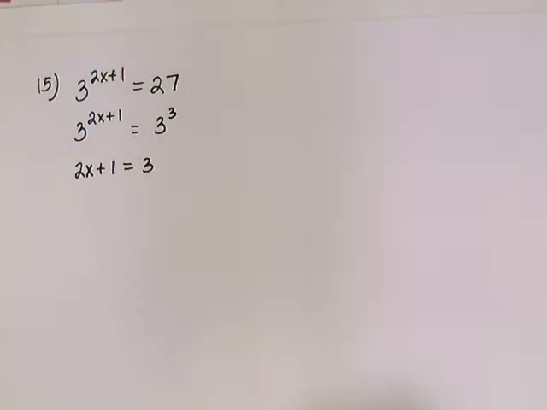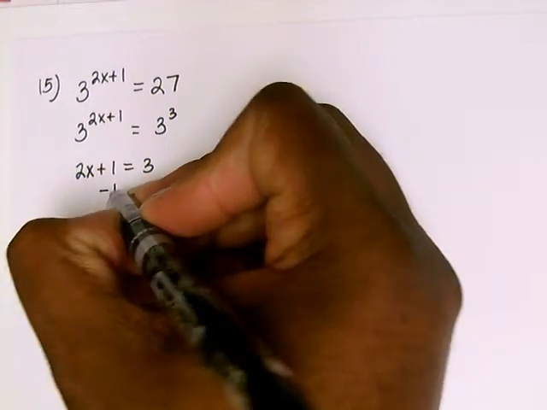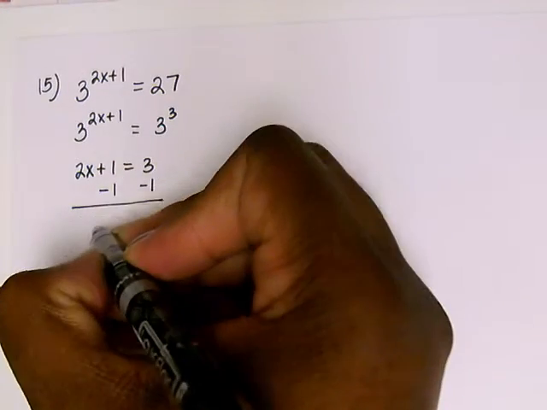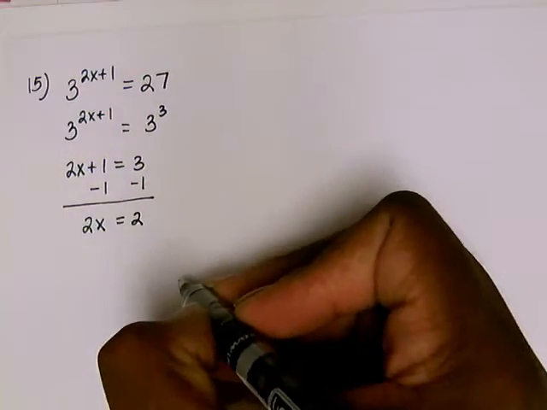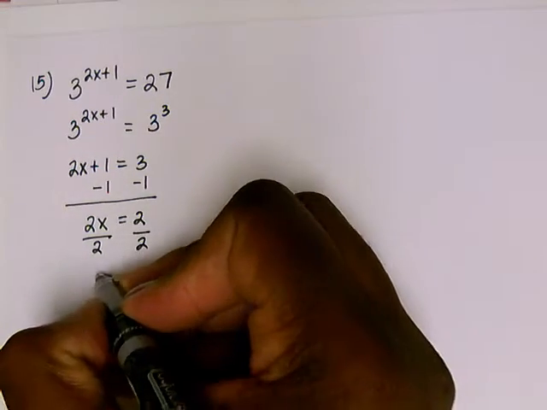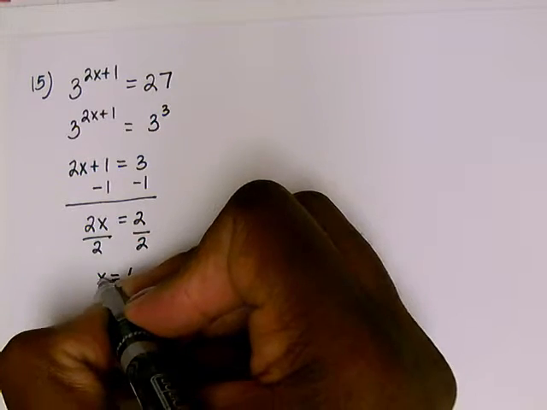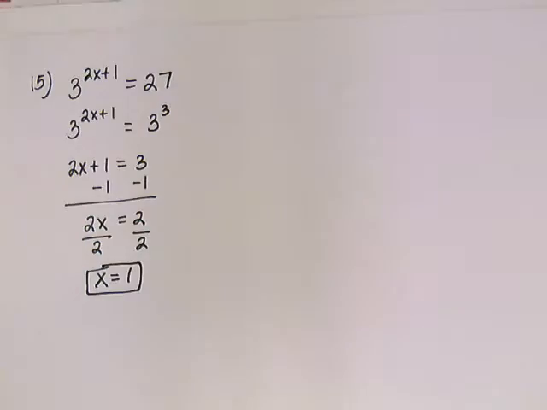Okay? 2x plus 1 is equal to 3. I can go ahead and solve this equation for x. So to get that 2x by itself, I'm going to subtract 1 on both sides. So that means 2x is equal to 2. And then to solve for x, I'm going to have to divide both sides by 2. That means x is equal to 1. So x equals 1 is the solution to that exponential equation.